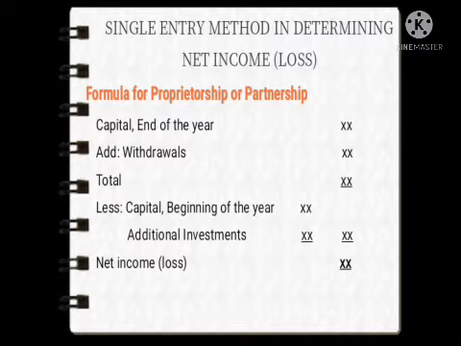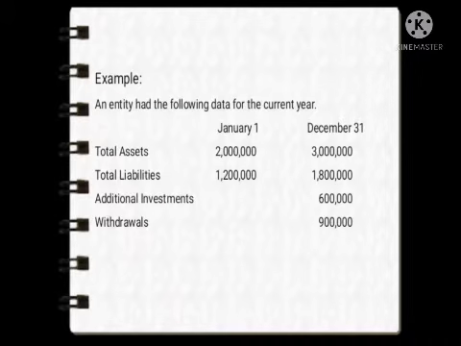Example: an entity had the following data for the current year showing the total assets and the total liabilities with a given amount at the beginning and the end of the year, and the additional investments and withdrawals with the amount only at the end of the year.